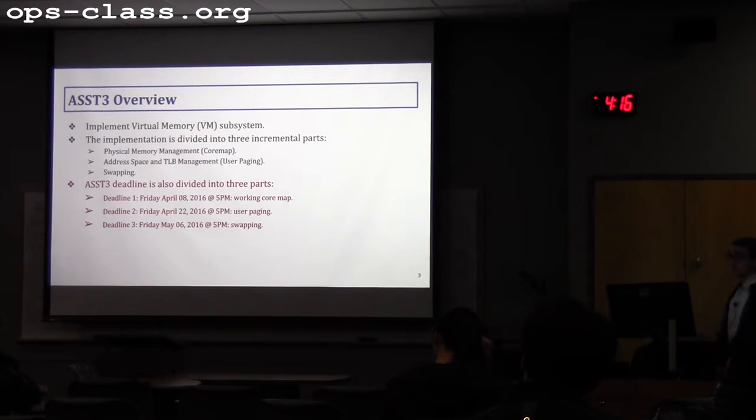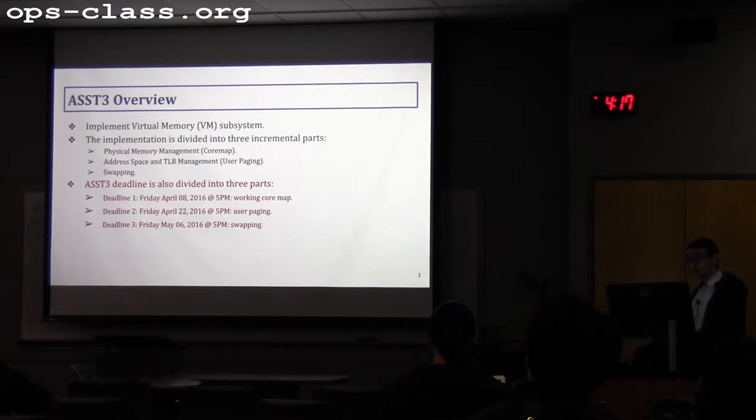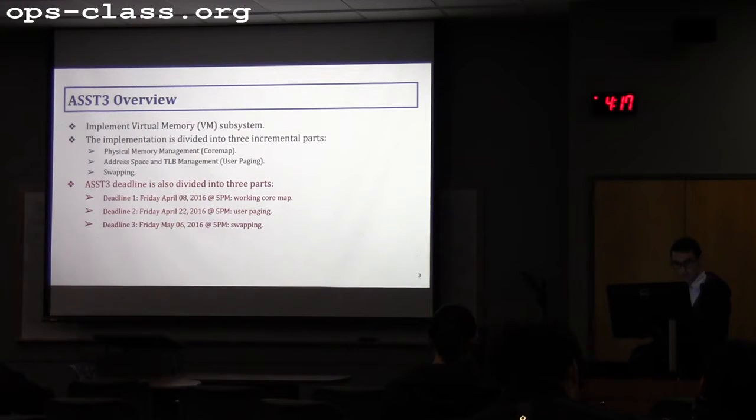So, an overview: in assignment 3, you need to implement a virtual memory subsystem. The implementation, as you know, is divided into 3 incremental parts. First, you need to implement the physical memory management, which is the core map. Then you need to go into the address space and TLB management, which is the user paging. And then you need to implement the swapping. We have 3 deadlines set for these 3 parts, and you will have 2 weeks to finish each. Our next deadline is not this Friday, but the one after, for a working core map.